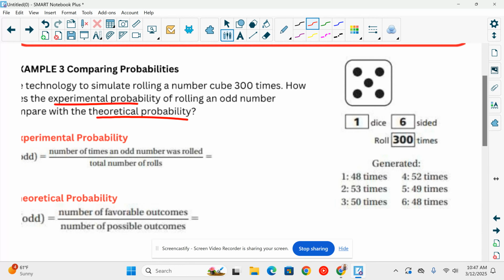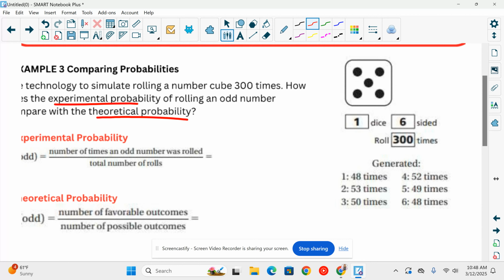First off, what's experimental again? Where you actually do the experiment. Right. And what's theoretical? It's where you think about it. If this were to happen, this would happen, this is the odds. So experimental is where you're doing it. Theoretical is thinking about it. That's the big lesson.